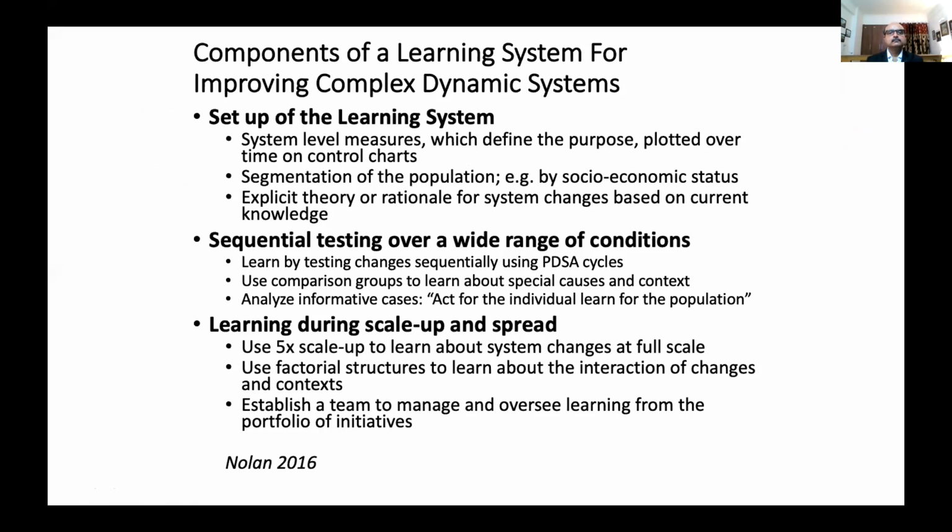The second part of setting up a learning system is the PDSA cycle, sequential testing over a wide range of conditions, learning by doing, using comparison groups, learning from one individual case and understanding what that looks like for the population. And finally, the third part is really how we scale and spread. And we generally use 5x scale so that we can learn fast and understand what works. Sometimes if we're doing N of 1 trials, we could learn something small, but when we use the whole scale, we learn what will work and not.